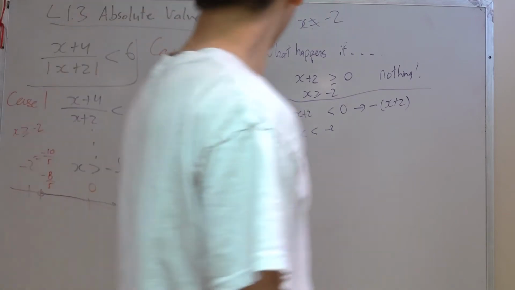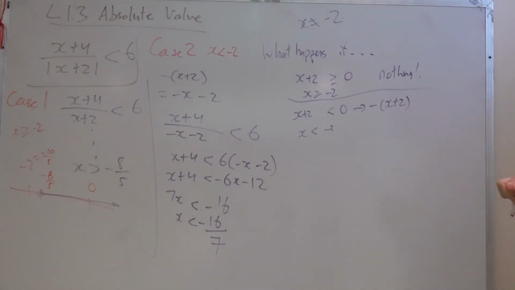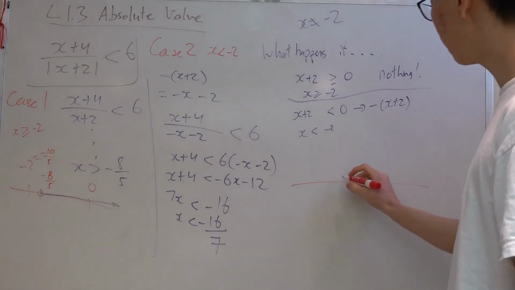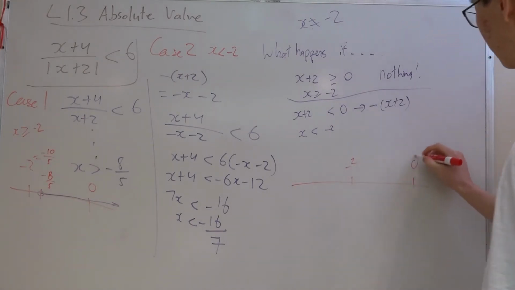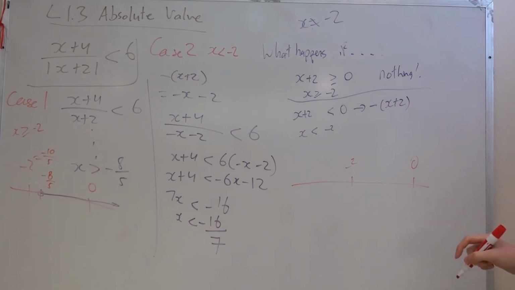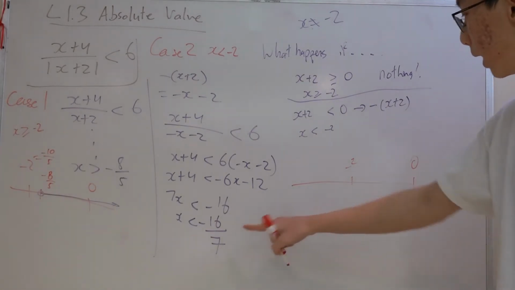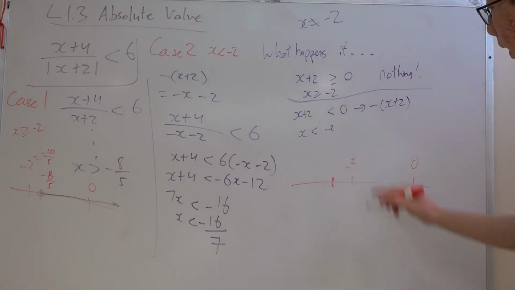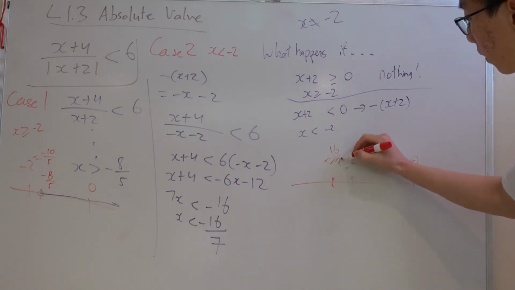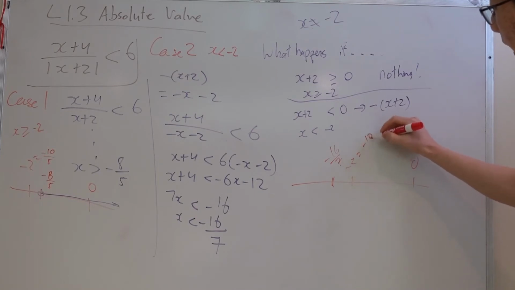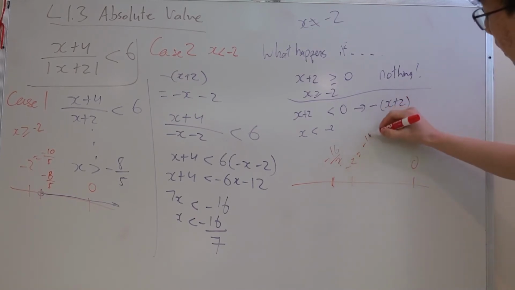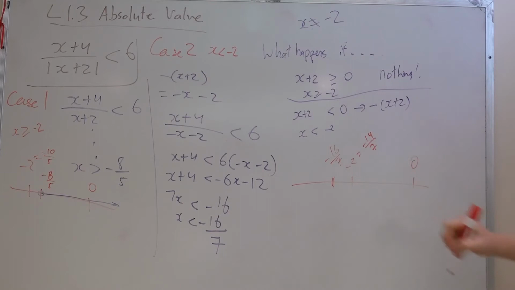On the other hand, here we have x must be less than negative 2. So let's draw negative 2 on a number line again. Here's negative 2, here's 0. And where is negative 16 over 7? Negative 16 over 7 is just going to be a little bit over here. The reason is that this is negative 14 over 7, and that's negative 2, so negative 16 over 7 is going to be a little bit more to the left.